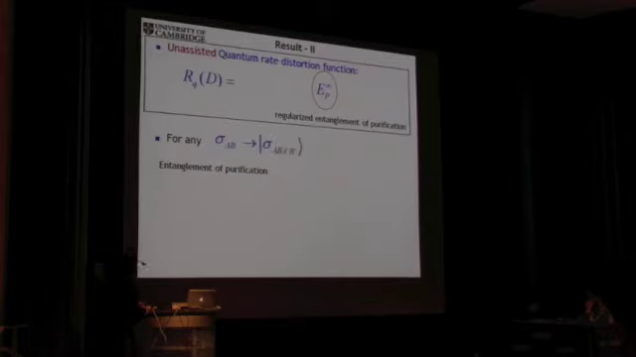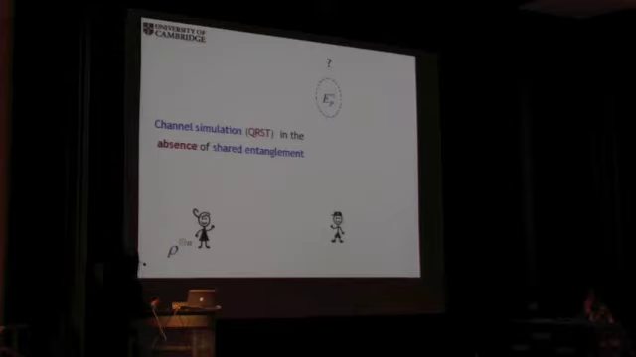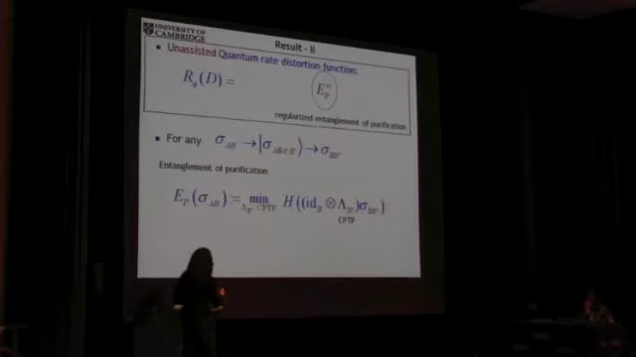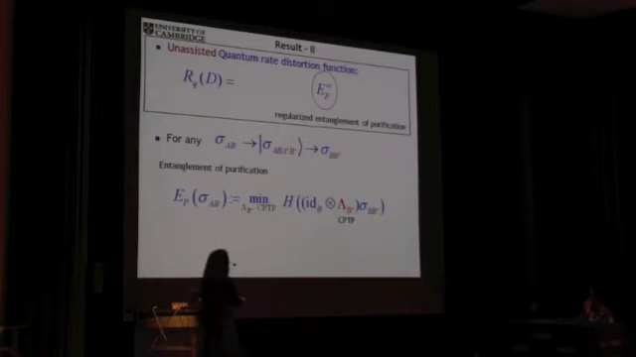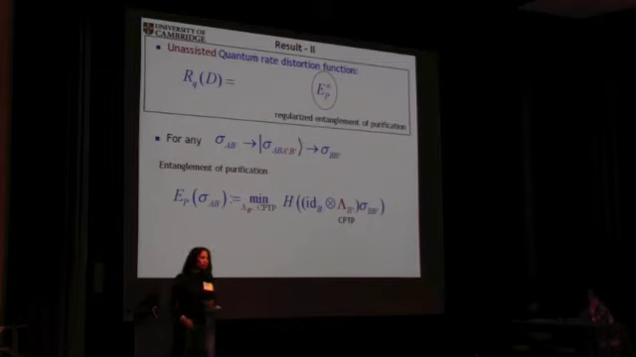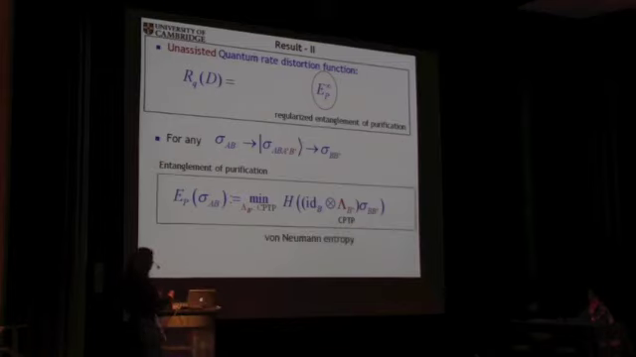For any bipartite state, consider such a purification, and let this be the reduced state on B and B prime, so that the entanglement of purification is defined in the following manner. So you act on the B prime system with any CPTP map and minimize over all CPTP maps. Okay, and this is the von Neumann entropy, this H.